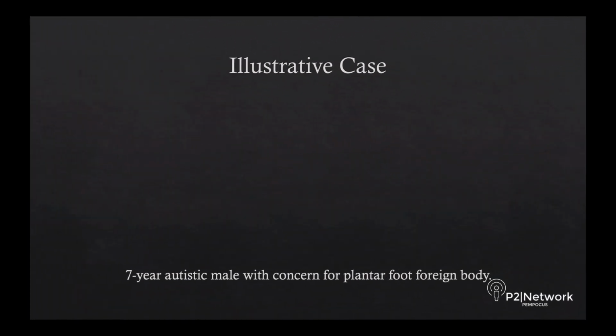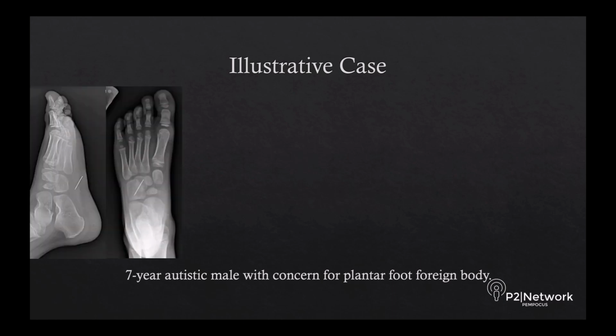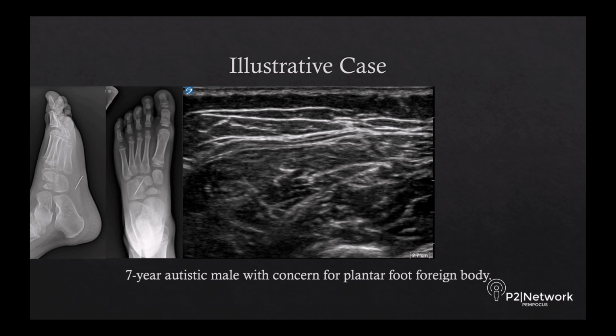Our second case is a 7-year-old autistic male who came in with concerns for a plantar foot foreign body. Here he had an x-ray as well as an ultrasound done, both of which demonstrated a linear, radiodense, and hyperechoic foreign body consistent with a sewing needle sitting in the plantar surface of the foot. We discussed management options with the family, and after giving him some PO midazolam and with use of Child Life, we were able to successfully perform a PT block.